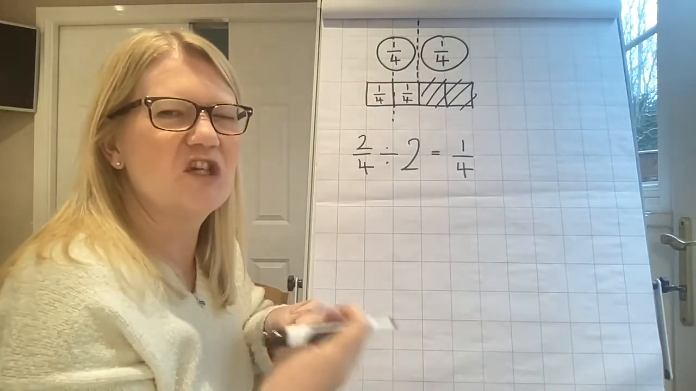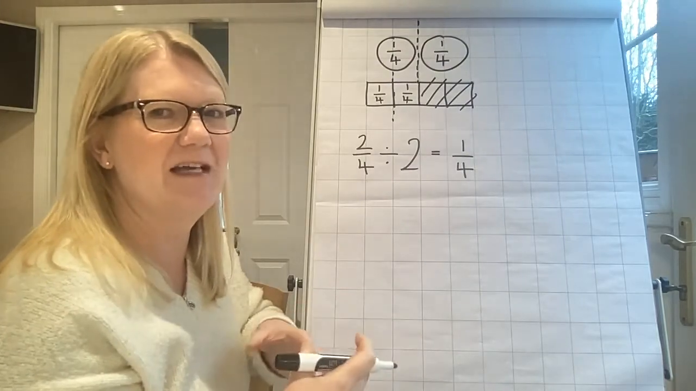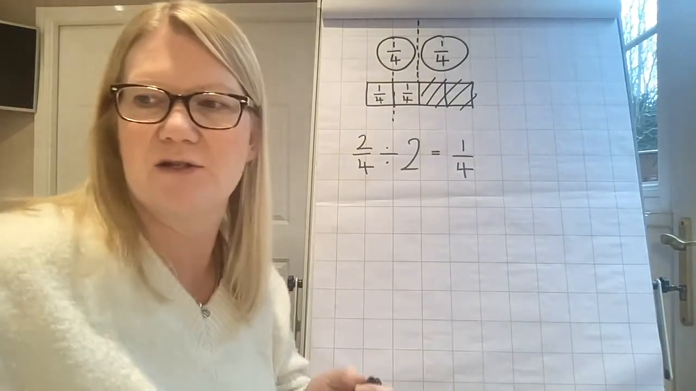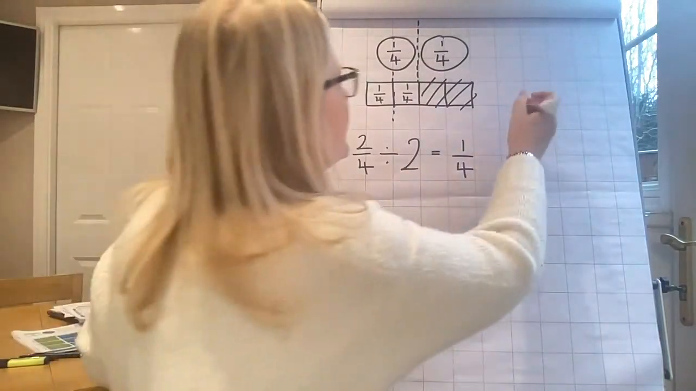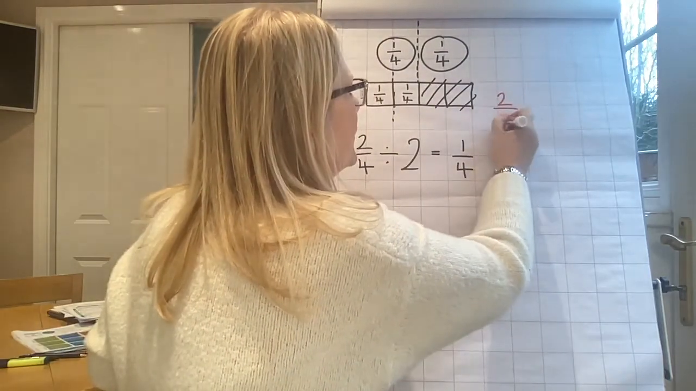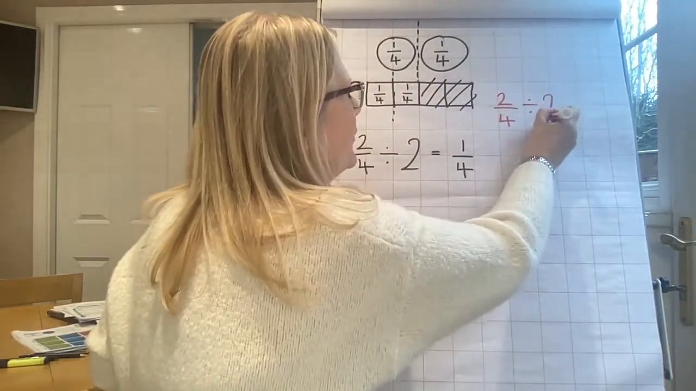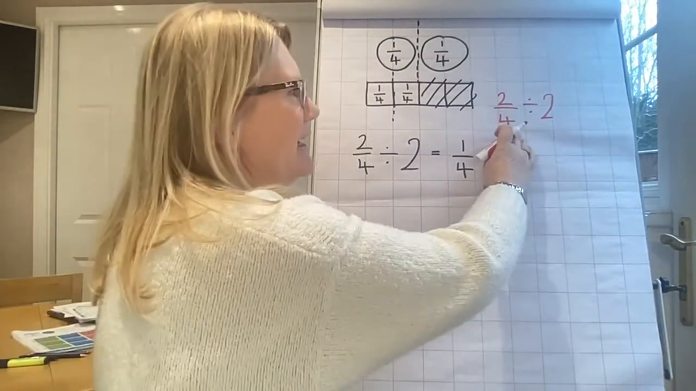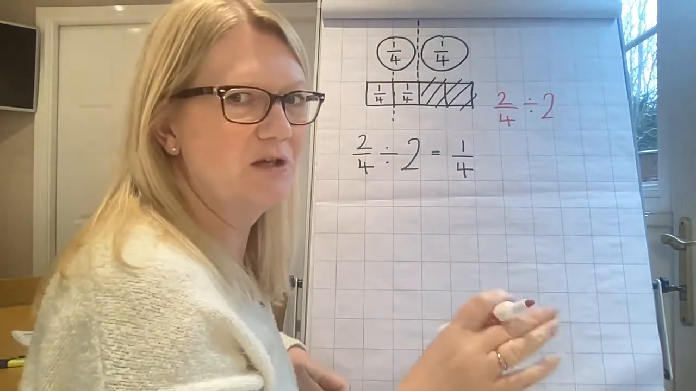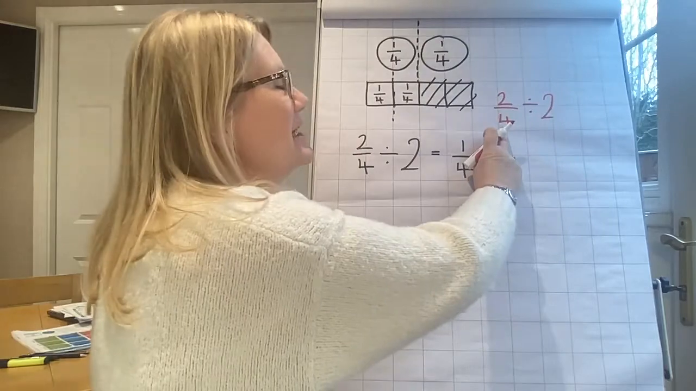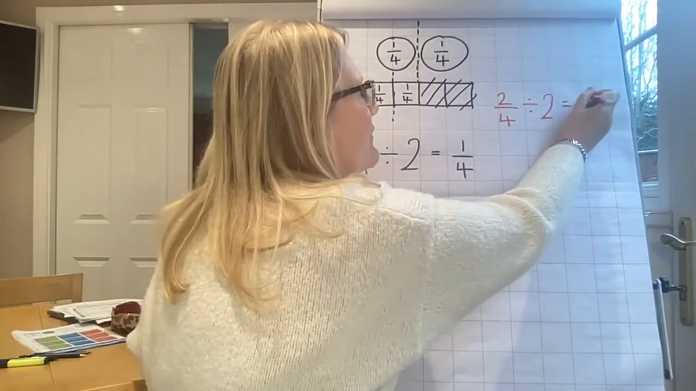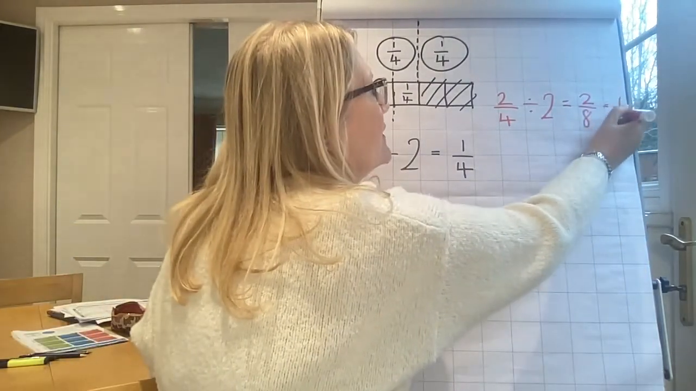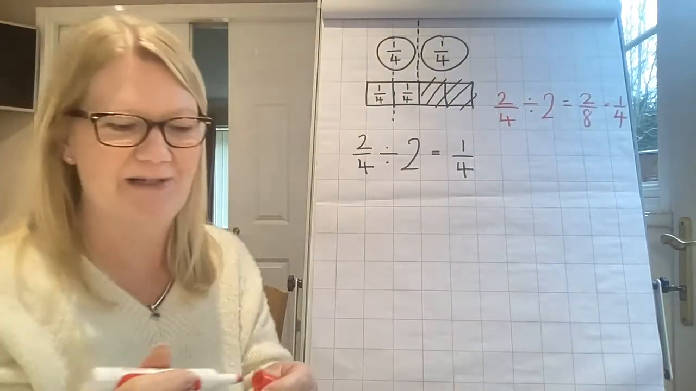Now what about just checking with the method that we used yesterday for dividing unit fractions? If I did it that way, and I'm going to go for a different colour just so it shows up, I could say 2 quarters divided by 2. So if you remember yesterday, we were multiplying the denominator by 2. So that would give us 2/8. And we know we can simplify that to 1 quarter.